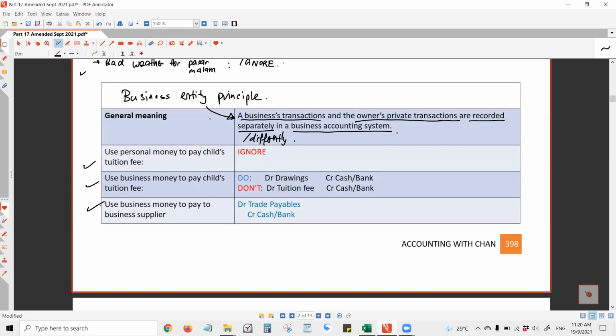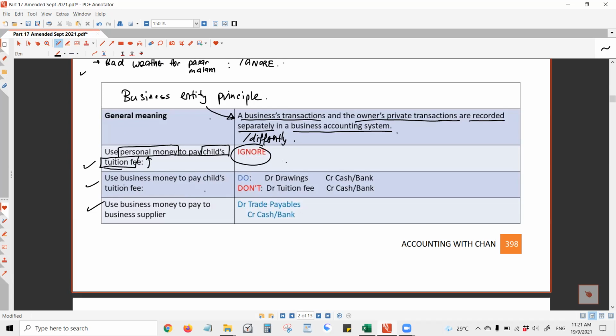Okay, so you must remember, this principle is about knowing what is private in nature and what is related to the business. Very simple. The first one: use personal money to pay for child's tuition fee. Is the tuition related to the business? Of course not. Is the personal money related to the business? Of course not. It's not business money, it's not money from the cash and bank in the business. So something like this, you ignore, in order for you to comply with the business entity principle.